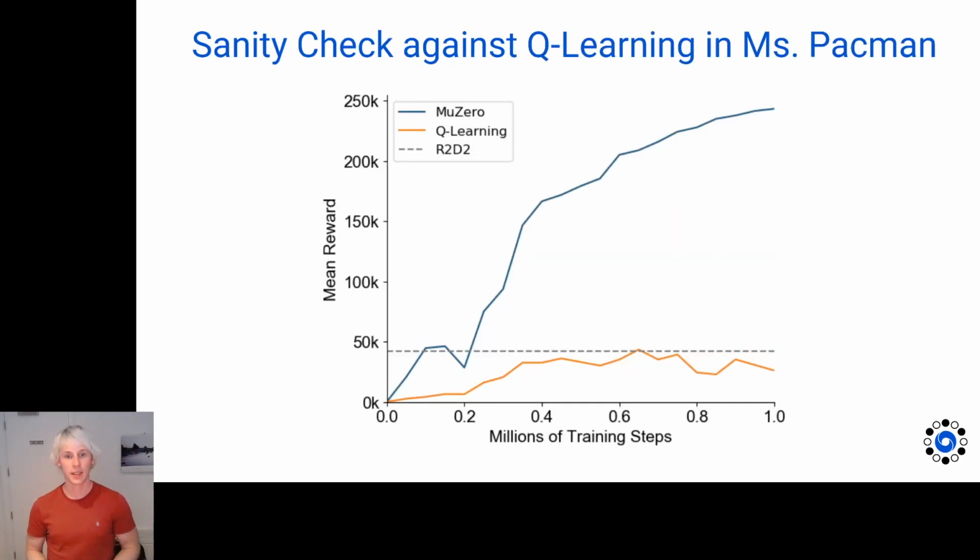We also did a sanity check in Atari to make sure that our good performance there was not due to, say, maybe the network architecture or our training setup. So we implemented a Q-learning loss to compare whether we could achieve similar results with this or whether we would not get as good results as with tree search. And indeed, you can see that the Q-learning achieved similar results to a previous R2D2 algorithm, versus MuZero with the tree search achieved much stronger performance.